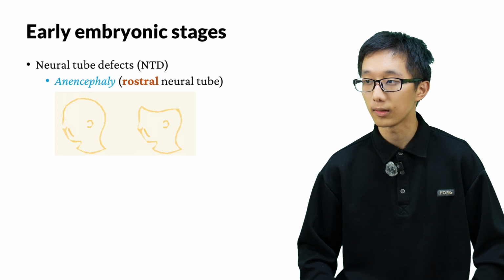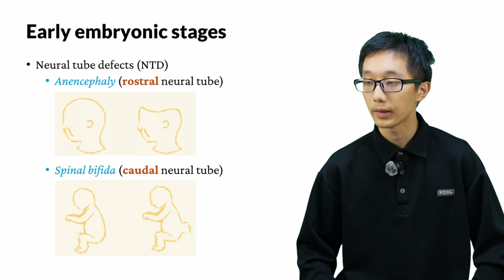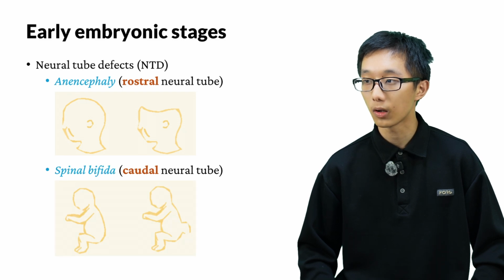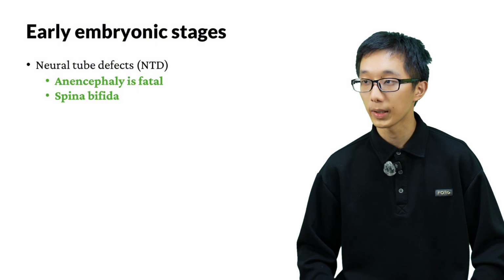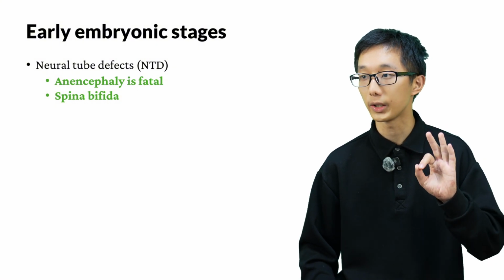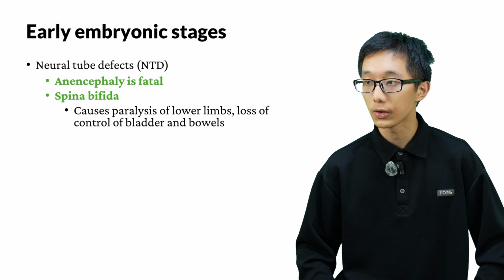Then the fetus that is born will be dead because it does not have a brain. On the other hand, failure of closure of the caudal neural tube will cause spina bifida. Anencephaly is a fatal condition, while spina bifida is not. Spina bifida has 3 levels of severity. For one, it usually causes paralysis of lower limbs, loss of control of bladder and bowels.